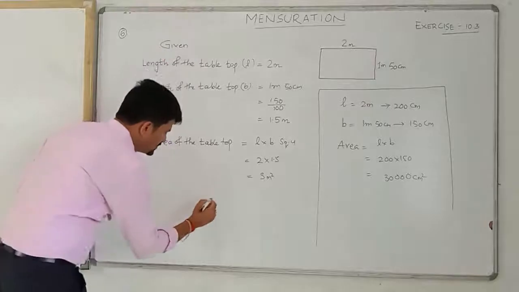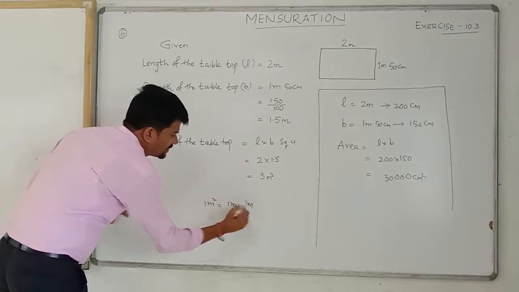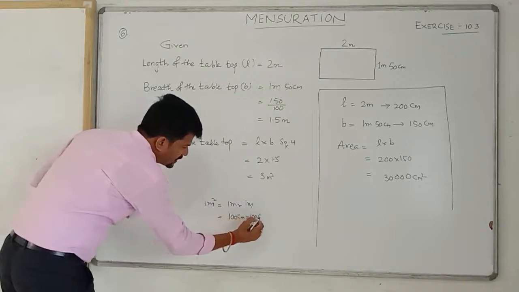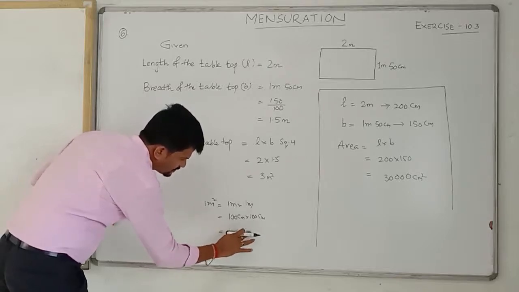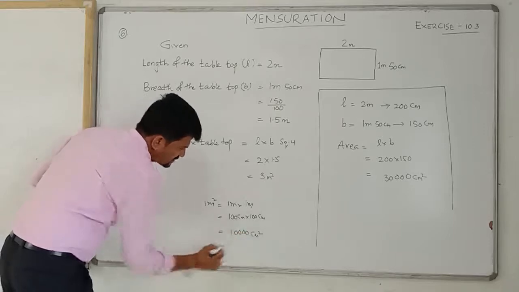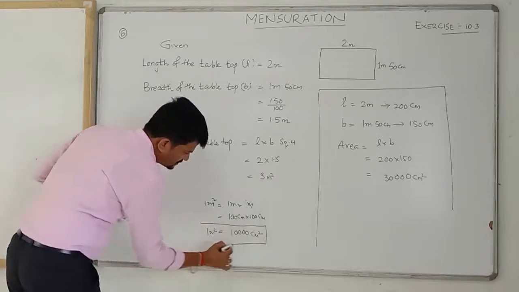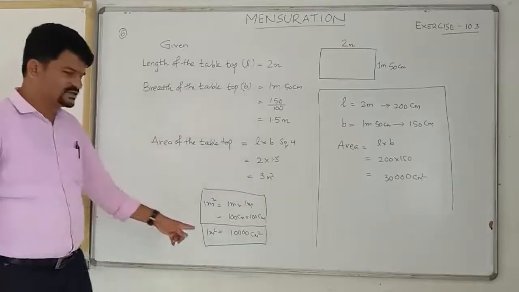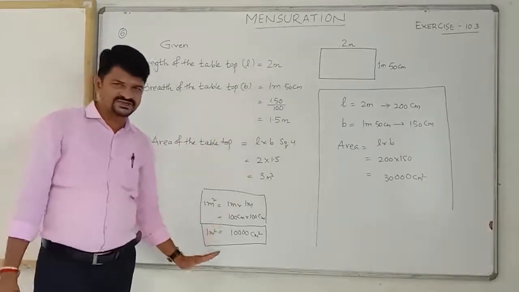Children, one thing here. 1 meter square is equal to 1 meter into 1 meter. Am I right? 1 meter means 100 centimeters into 100 centimeters. Am I right? That implies 10,000 centimeters square. Therefore, 1 meter square is equal to 10,000 centimeters square. This you can write in a rough notebook. There is one space given, there you can write this also. Okay.